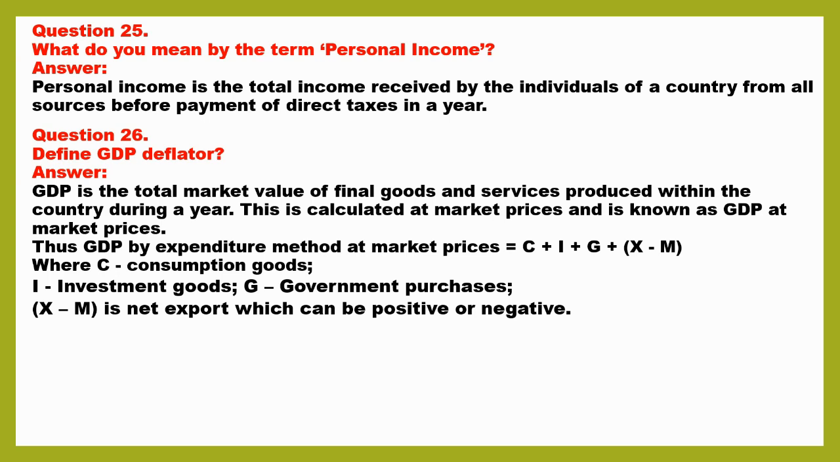What is the next question? Define GDP deflator. GDP is the total market value of final goods and services, the whole value of final goods and services produced within a country during a year. This is calculated as GDP at market price. GDP by expenditure method at market price is equal to C, consumption, plus investment plus government plus X minus M, which is net export. It can be both positive and negative. Okay.